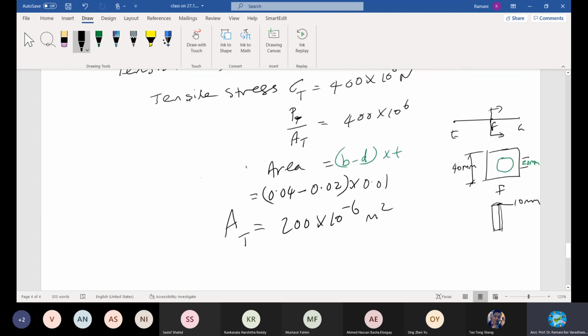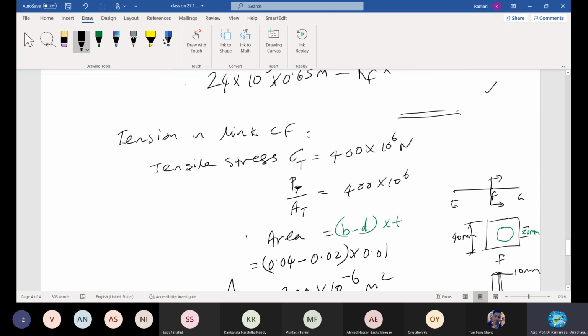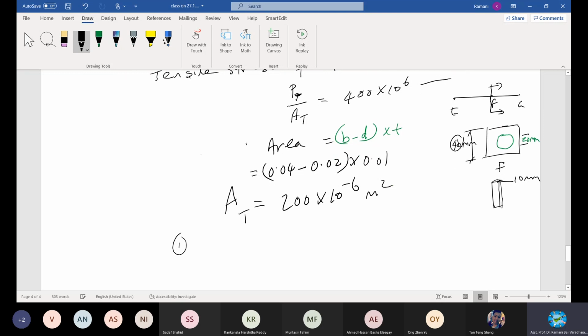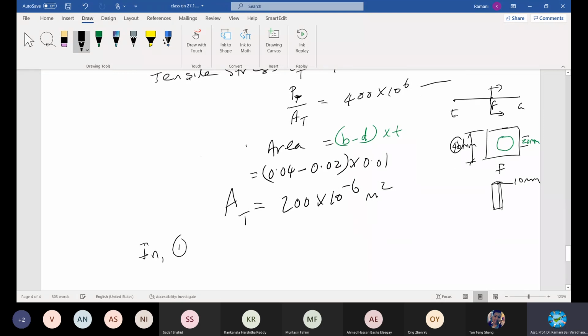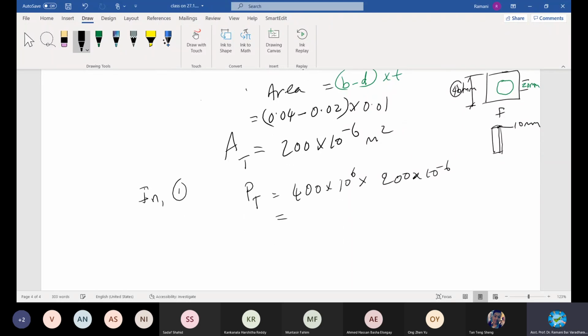Let's substitute in the stress there, so that I can find the load. Substitute in this equation. Where is it? This one. Substitute in 1. If you substitute in 1, you don't know PT, so bring the AT to this side, 200 times 10 power minus 6. Get me the answer, please. The 10 power minus 6 gets cancelled. Very simple one.